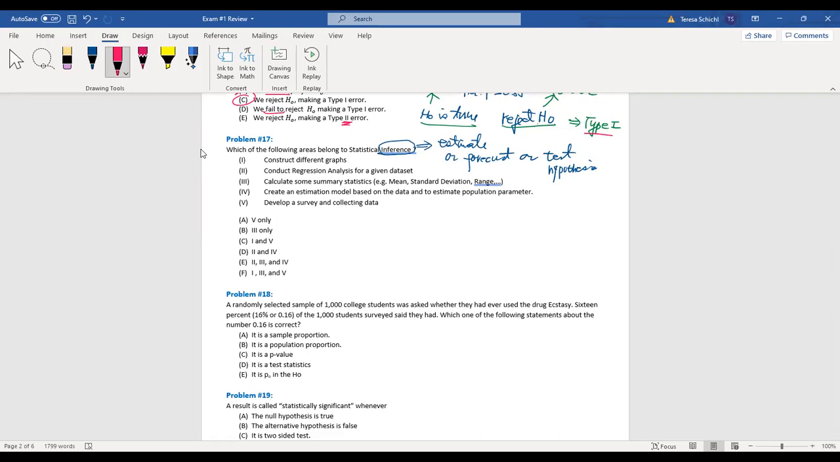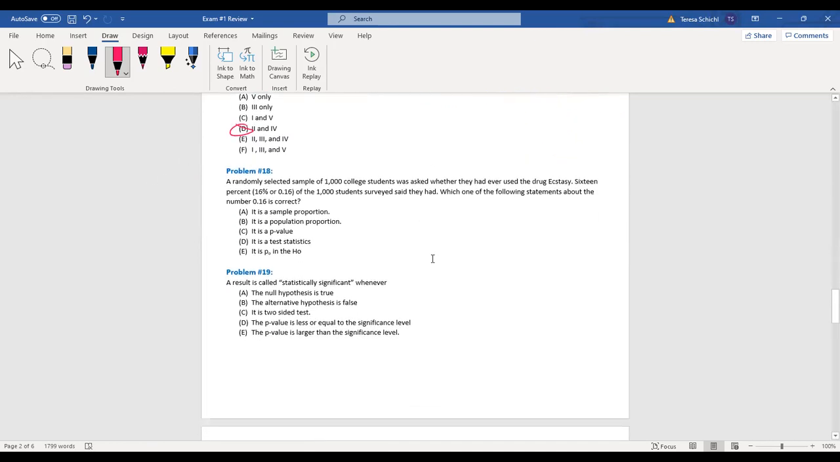The first thing they say is construct different graphs. No, that belongs to the data analysis part, so it's the graphing part. Conduct a regression. Oh yeah, the regression line. That means we want to know the relation between the two so we can estimate. Calculate some summary statistics. That doesn't belong to inference. Create an estimation model based on the data and estimate the population. Oh yes, this is the one, because we said inference covers estimating, forecasting, and testing hypotheses, right? Developing the survey and collecting the data belong to data analysis. So it will be 2 and 4. So it's D.